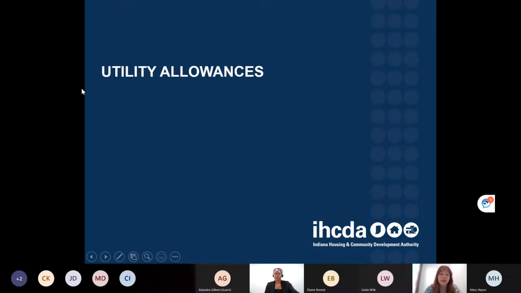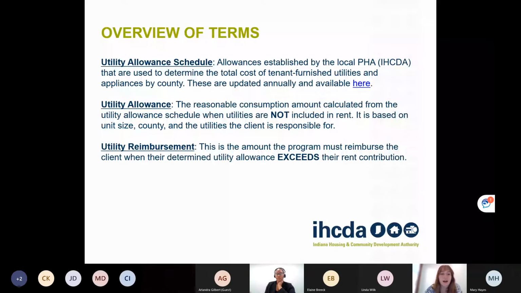Our topic for today will be utility allowances, and we'll be going over how to calculate those and some frequently asked questions that we get about those. The first thing that I want to do is go over some of the terms that I'll be using. I know that this is probably review for everybody, but I just want to make sure that we are clear on the distinctions between some of these terms, especially since some of them I've used interchangeably in the past. I want to make sure that we are clear on the difference just so the rest of the presentation makes a little bit more sense.